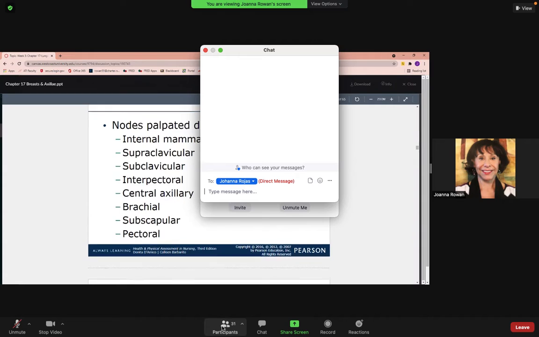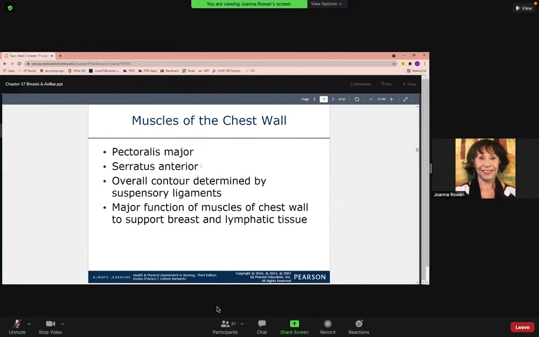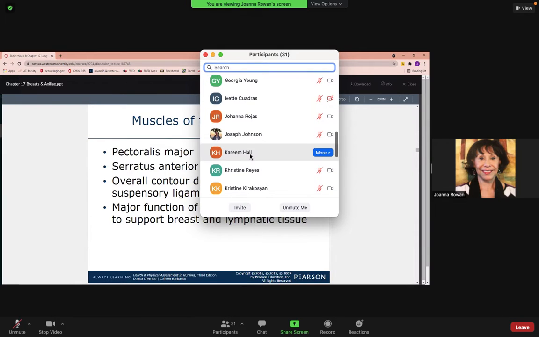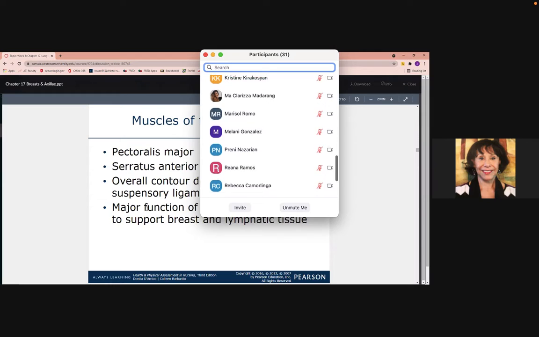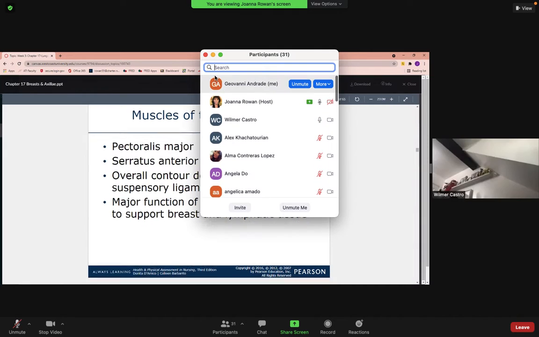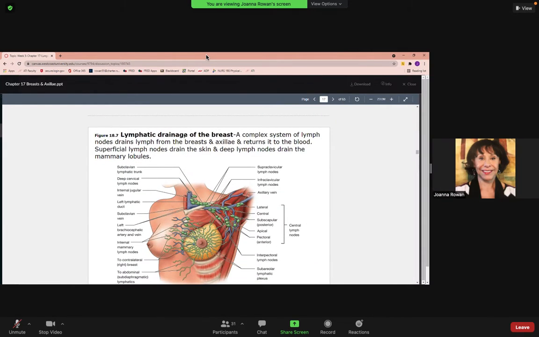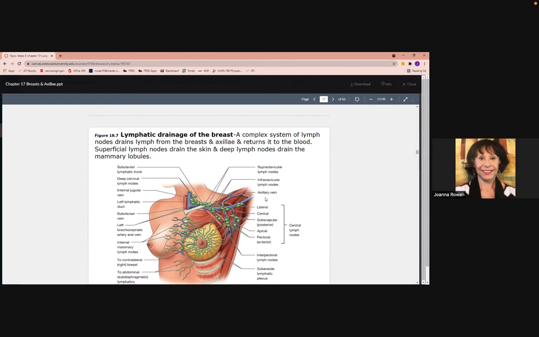Nothing on the nodes. Pectoralis major and serratus anterior. Overall contour is determined by suspensory ligaments. The major function of the muscles of the chest is to support the breast and lymphatic tissues, and we mentioned that earlier. The lymphatic drainage of the breast is mainly nice to know.